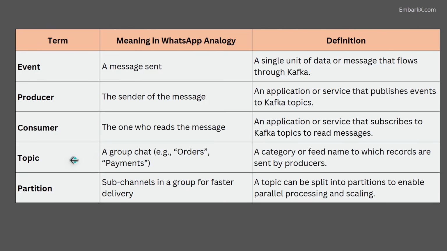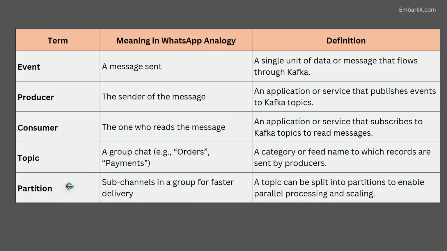Topics. Now what is a topic? When it comes to the WhatsApp analogy, a topic is nothing but a group chat. For example, you will have 10 group chats, right? One will be for work, another one for friends, a third one for close friends. So likewise, you'll have different group chats. So that's a topic, right? And in Kafka, a topic is nothing but a category or a name for a particular feed to which records are sent by a producer. So it's a way of segregating messages of different types within Kafka. I hope this is making sense.